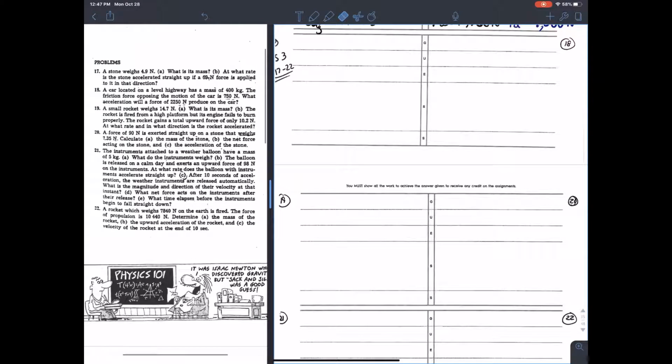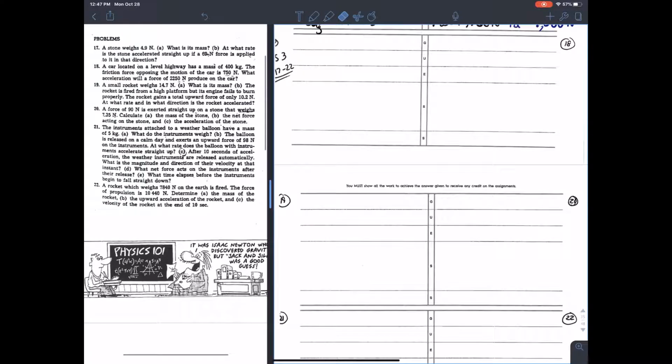Today's focus is going to be working with problems that are going to require you to draw out a free body diagram. And again, a free body diagram is going to depict all of the forces that are acting on an object. So in number 17, you have a stone and it weighs, so I'm going to put in FW equals 4.9 newtons. I'm just going to sketch what this is right here.